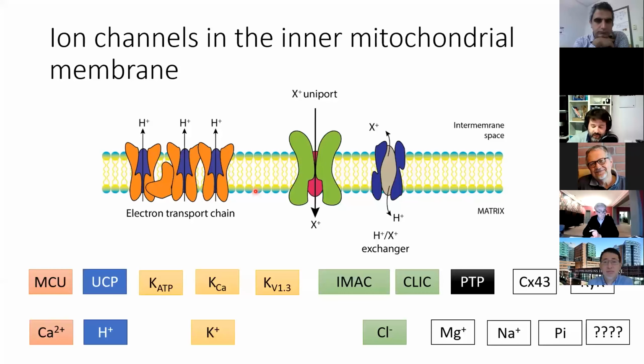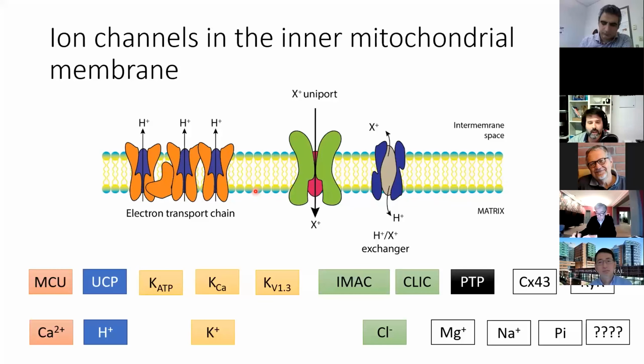And one should think that cation channels should be limited in the inner mitochondrial membrane, but as a matter of fact, there is a number of, if you want, unexpected cation channels in the inner mitochondrial membrane. There are channels specific for calcium, for protons, for potassium, for magnesium, and for any ions you can think of.